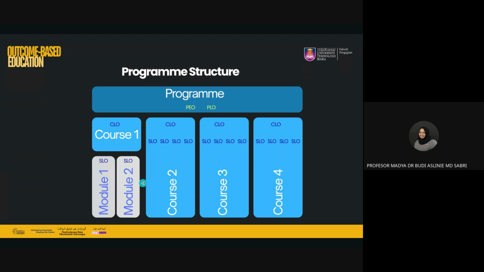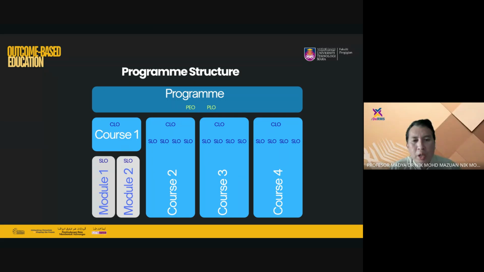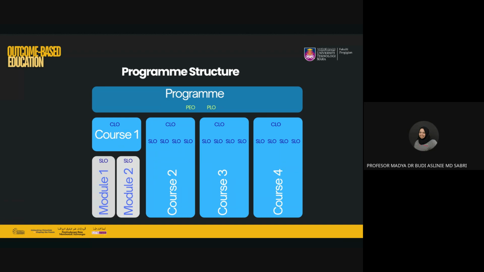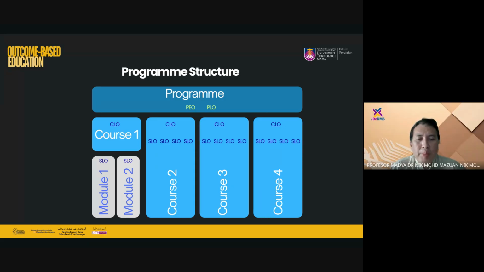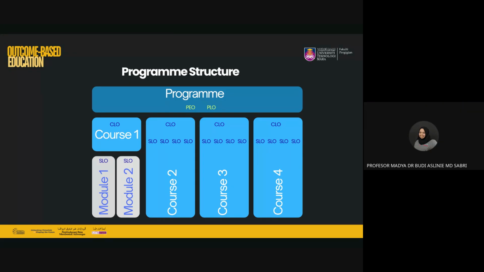But what if we do have modules, so we don't have to map it? If you don't have module learning outcome, you don't have to map it. You just map to the CLO directly. So it means that even if I have modules, I should not create the module learning outcome? Yes, the module itself is an umbrella of the topic. Okay. All right. Thank you.